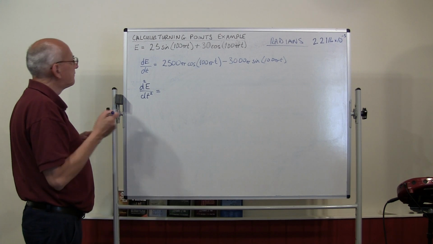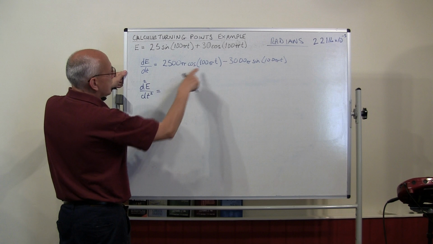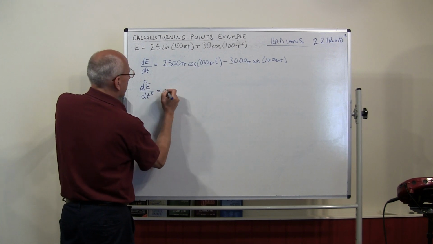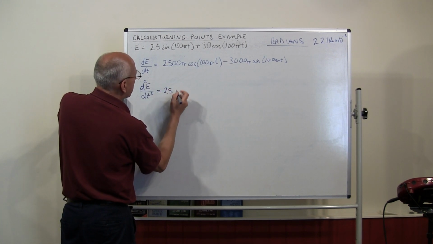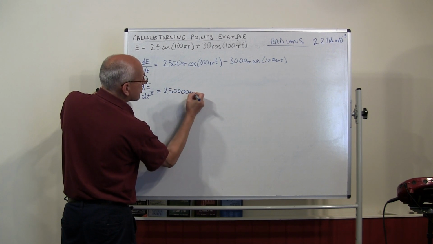This is the other method. So I differentiate this again. So that 100 pi t is going to come out again and multiply in. So I'll have 2, 5, 0, 0, 2 noughts added, pi squared.